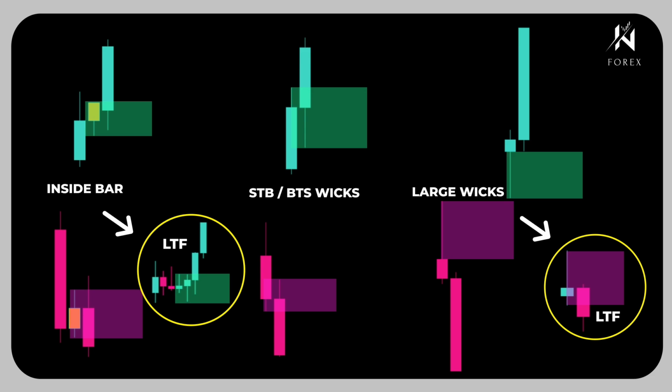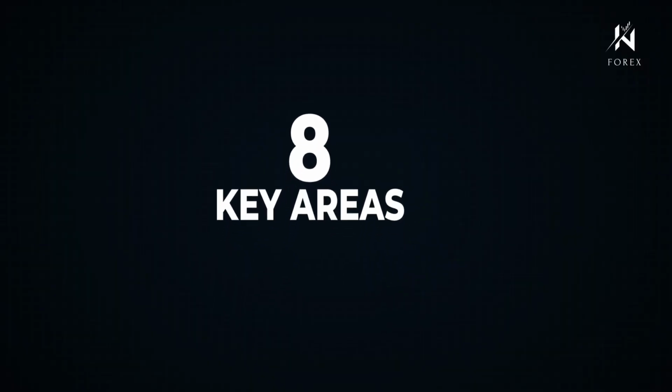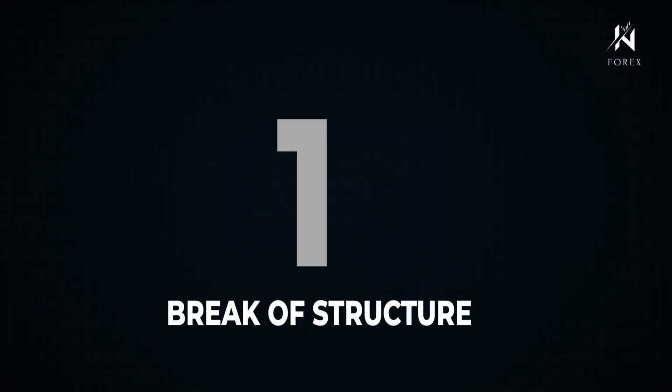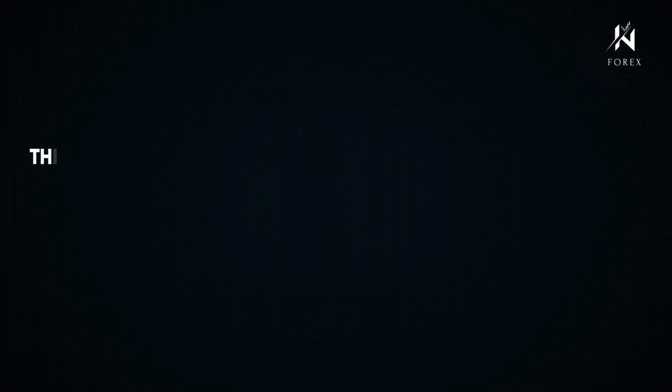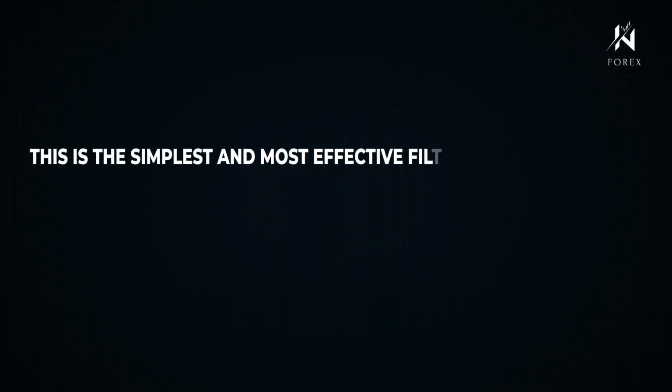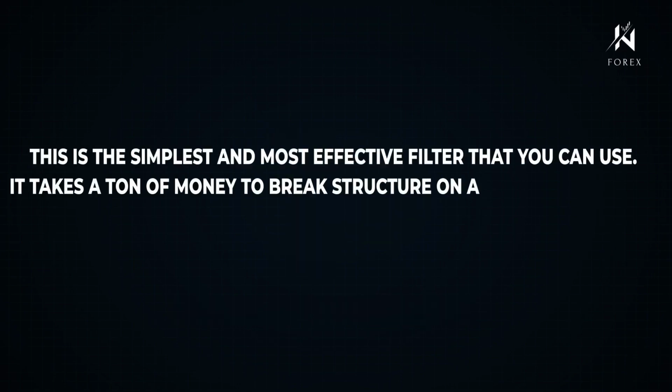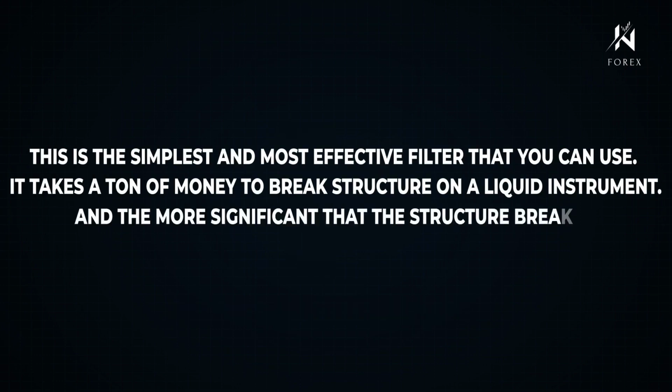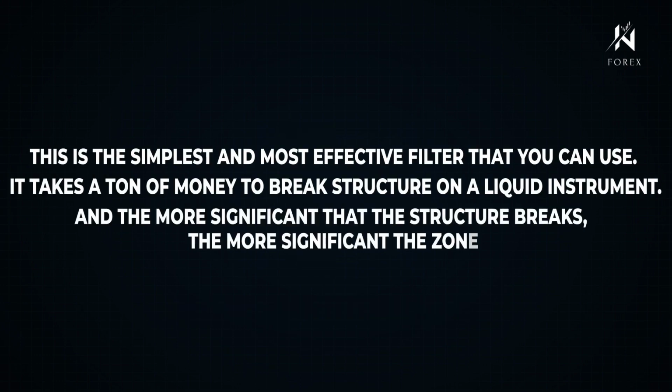Specific criteria must be met for a zone to qualify as an institutional supply or demand zone. There are 8 key areas for us to focus on, and the first is whether the zone led to a break of structure. This is the simplest and most effective filter that you can use. It takes a ton of money to break structure on a liquid instrument, and the more significant that the structure breaks, the more significant the zone.